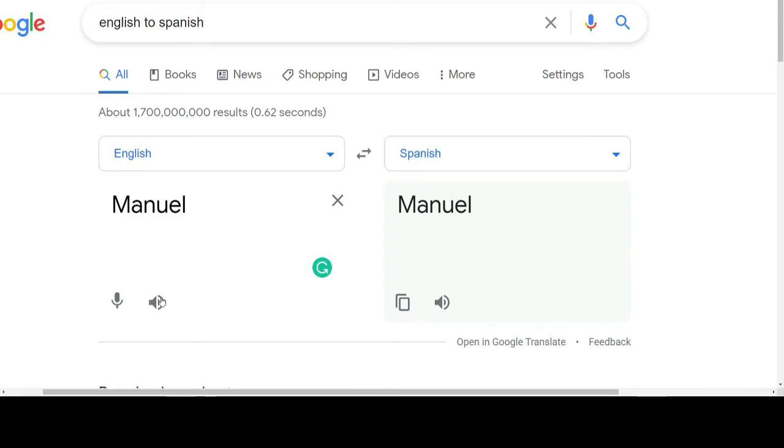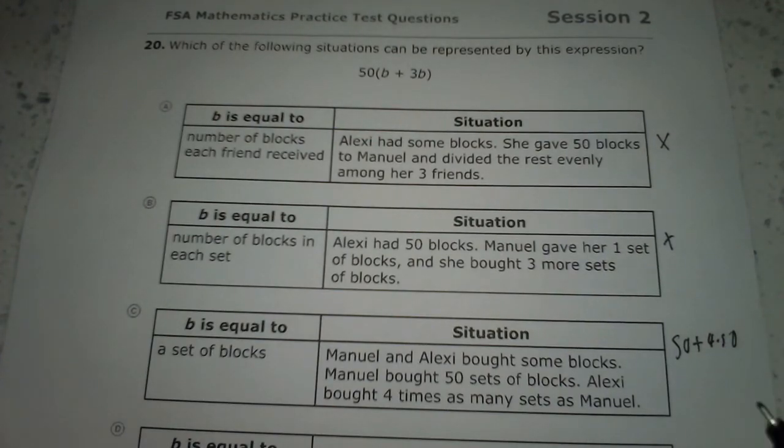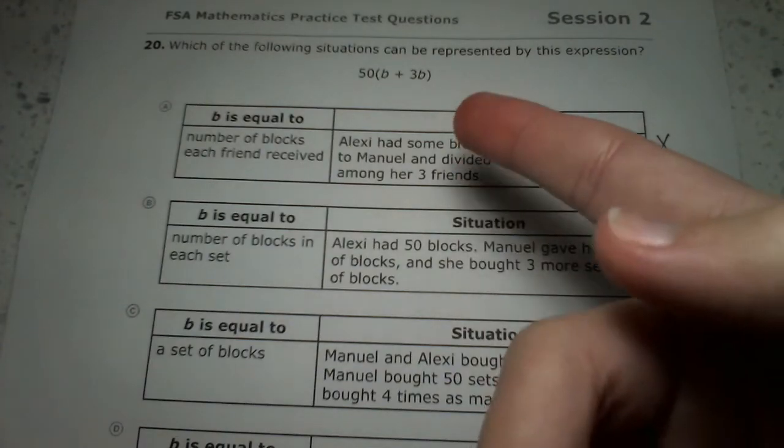Manuel and Alexi bought some blocks. Manuel bought 50 sets of blocks. Alexi bought 4 times as many sets as Manuel. I can't say that name. Anyway, this would look something like 50 plus 4 times 50. This is a very definitive answer. They bought 250 sets of blocks. B is not equal to sets of blocks because there are 250 of them. There is no variable in the question.